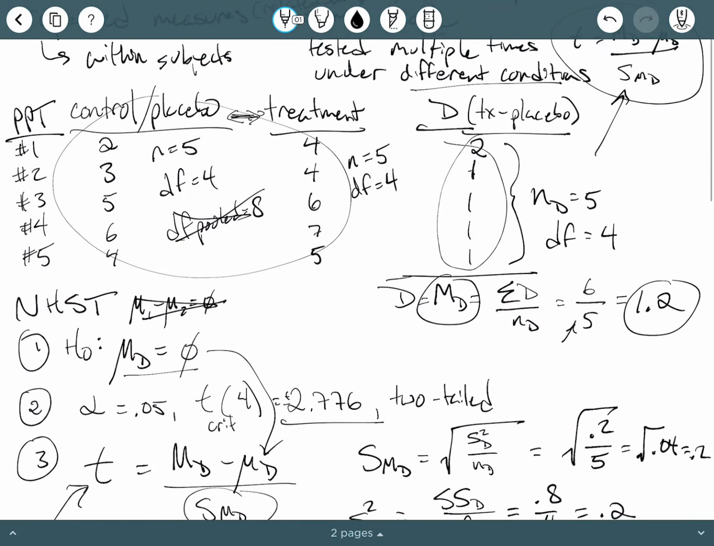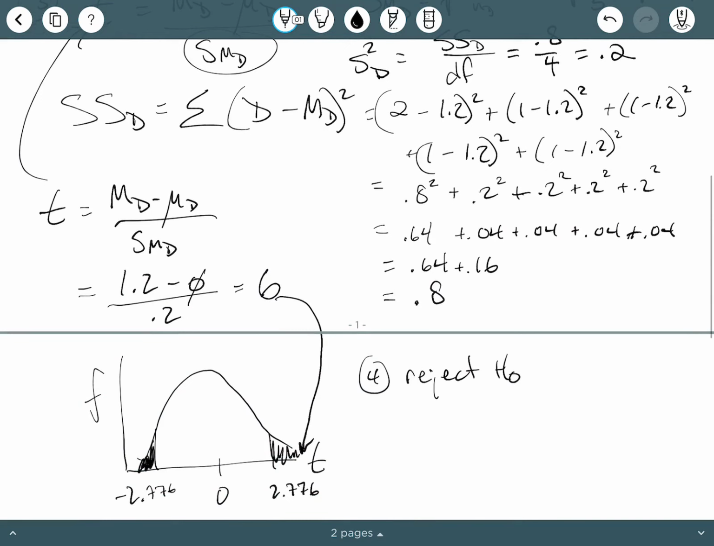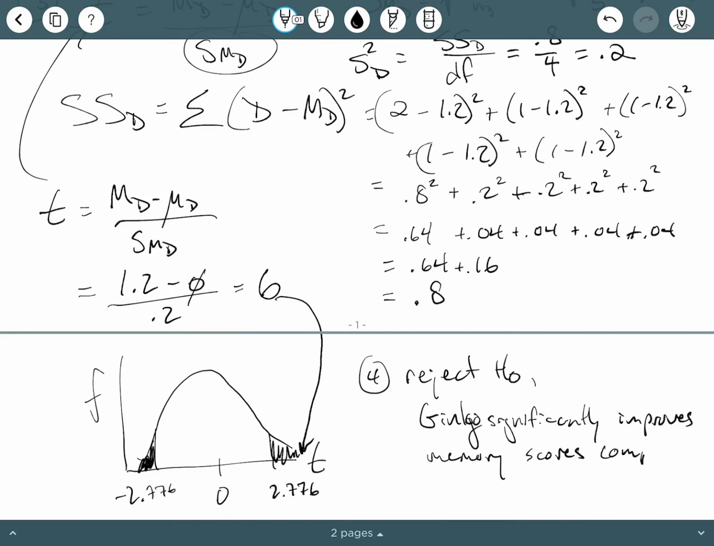which group performed better? Well, because we subtracted treatment minus placebo and we got an average positive number, it means that on average, participants had a higher score while they were taking the ginkgo, the treatment. So we can say that ginkgo significantly improves memory scores compared to placebo.